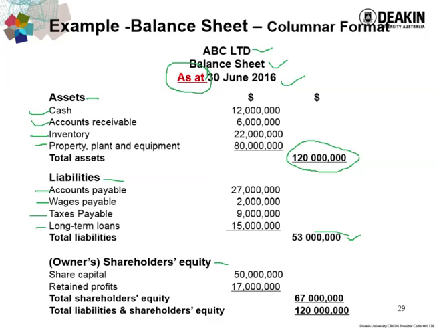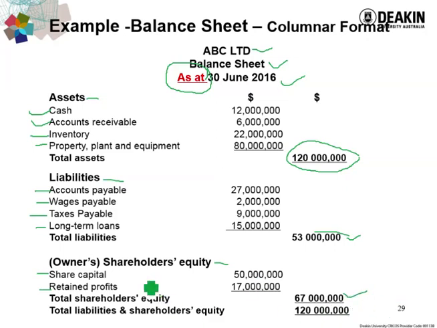Next, let's have a look at the shareholders or owners' equity. Under this section, you have share capital. So share capital shows how much shares you have actually issued so far. In this case, 50 million. And you will have retained profits. Remember, retained profits are accumulated profits that are not distributed to shareholders. You keep it because you want business expansion and further development. So $17 million. So if you sum the two figures here, you get $67 million for total shareholders' equity.